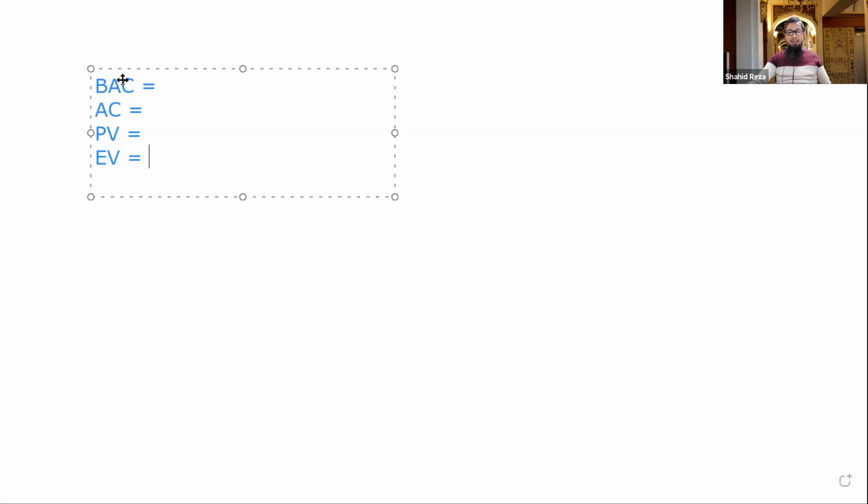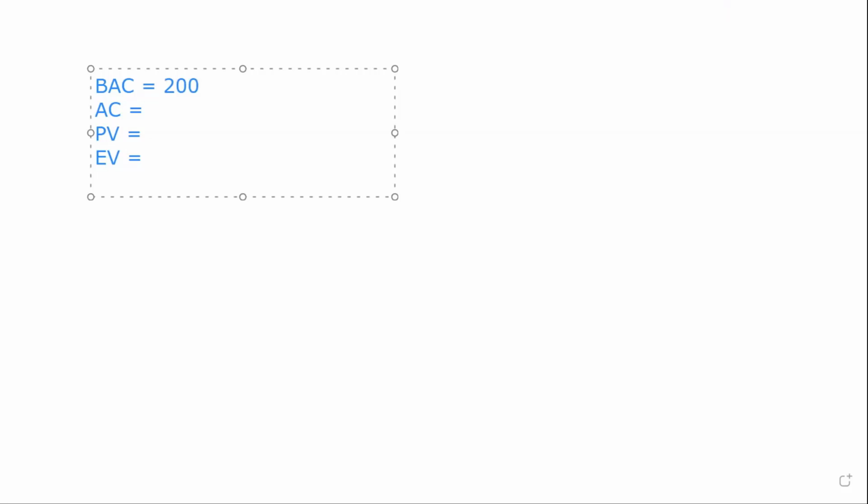First you have to understand what each variable means, and what the values are in the current scenario. For the project I am discussing, what are the values of each variable? BAC means budget at completion. That means the total budget, the total cost baseline. So budget at completion is how much for our scenario? $200, right?